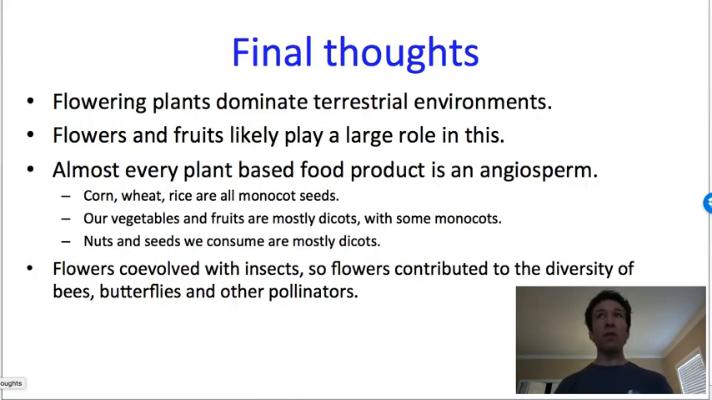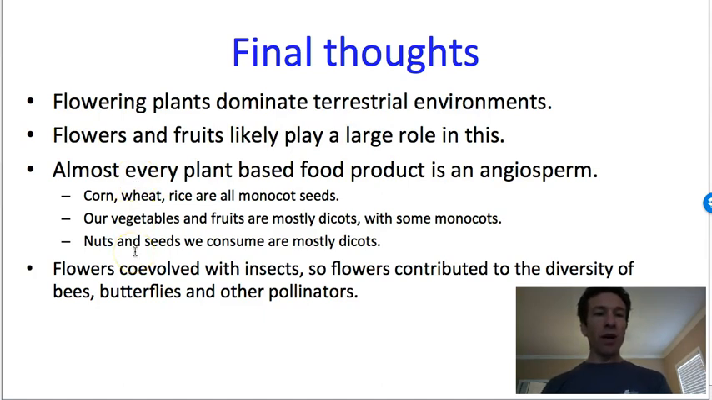We are going to end with some final thoughts. First, flowering plants dominate terrestrial environments, and something about their flowers and their fruits makes them extra successful, especially this ability to disperse. Second, so we just said this, flowers and fruits are important to their success.